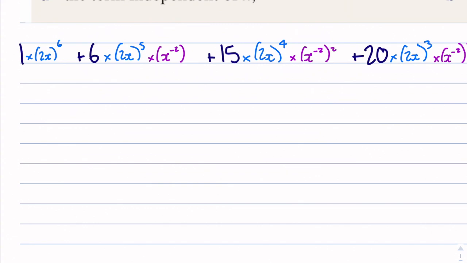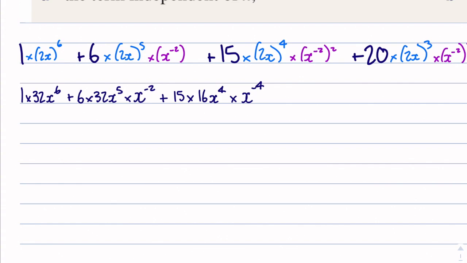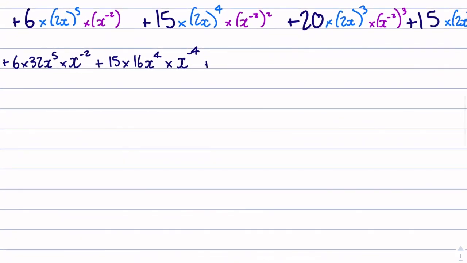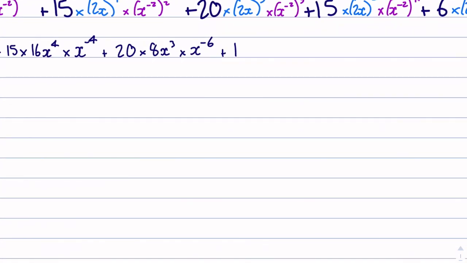1 times 2 to the 6, x to the 6, so that's 1 times 32 x to the 6 plus 6 times 32 x to the 5 times x to the minus 2 plus 15 times 16x to the 4 times x to the minus 4, because remember it's in a bracket, so minus 2 times 2, minus 4, plus 20 times 8x to the 3 times x to the minus 6 plus 15 times 4x squared times x to the minus 8.